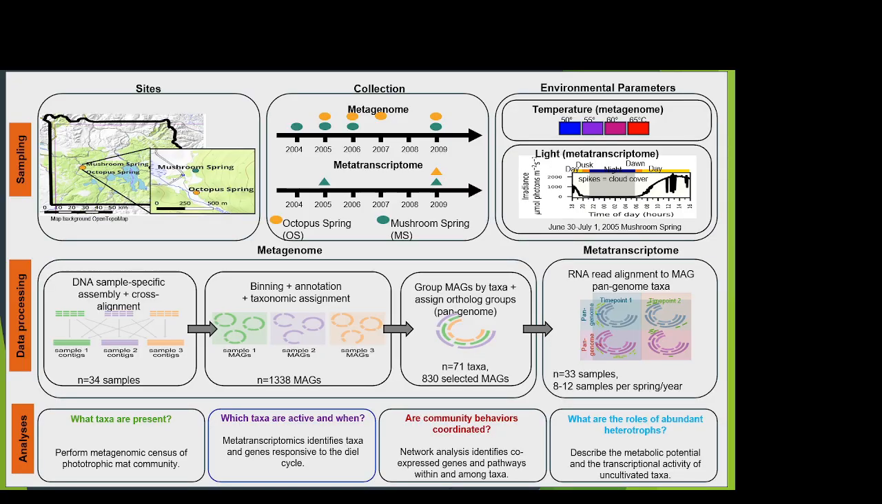So, my postdoc made this slide, and I find it impossible to go through. But basically, what she was trying to establish here is that the sampling is two different springs. This is a repetition of what I just said. We did a metagenome over many years. We did both Octopus and Mushroom, and we did a metatranscriptome, with less data there. And we tried to look at it over temperature, like I just said, and over a daylight cycle.